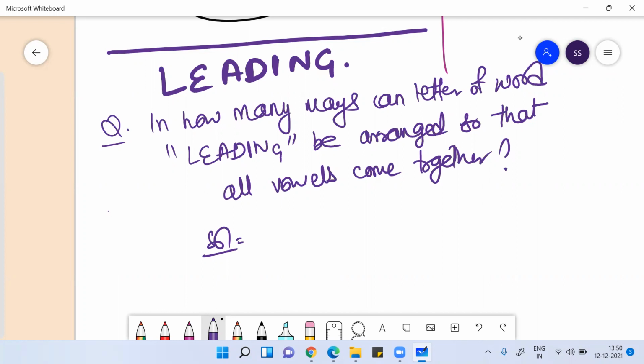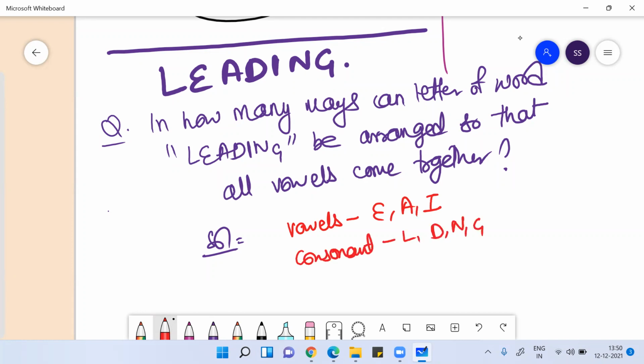So in how many ways can the letters of the word LEADING be arranged such that all vowels come together? You see the vowels now. How many vowels are there? You have E, A, I. And you have consonants. How many consonants do you have? L, D, N, G. I want all vowels together, right?